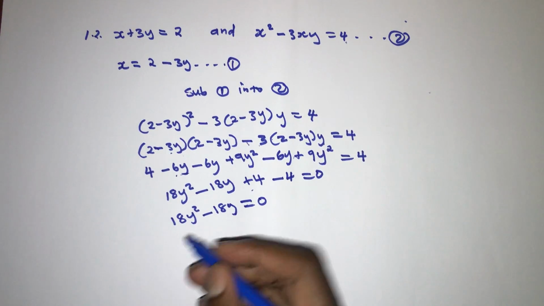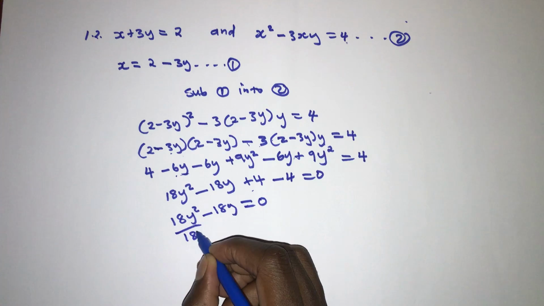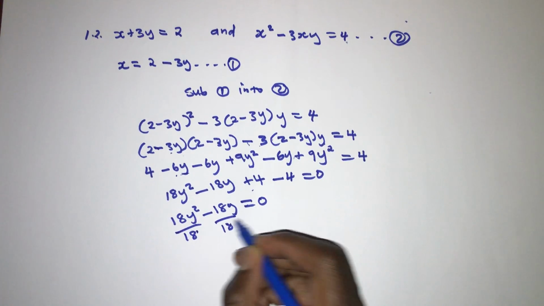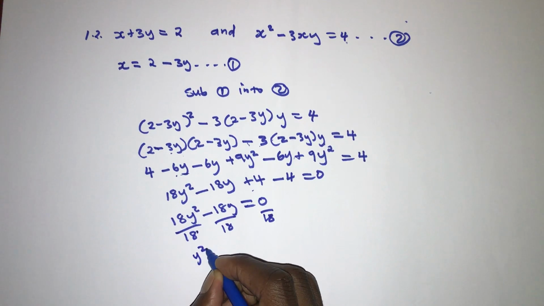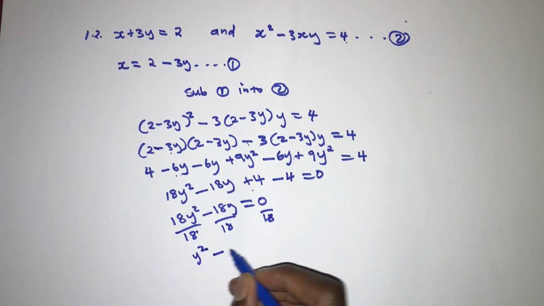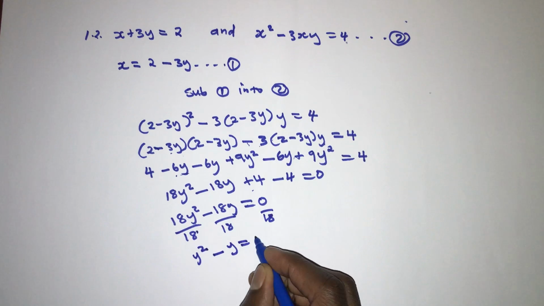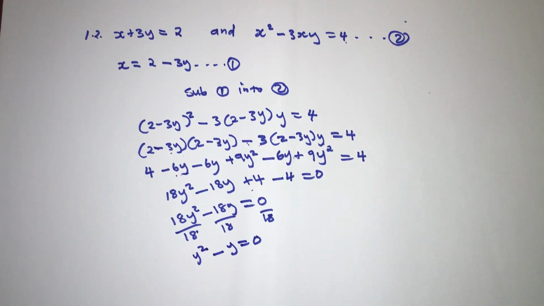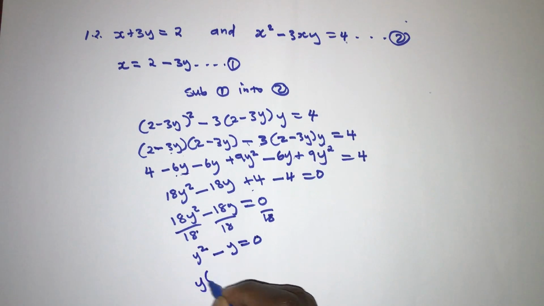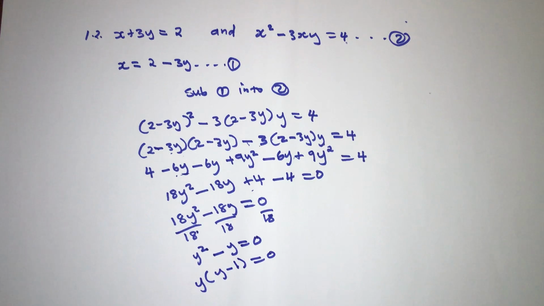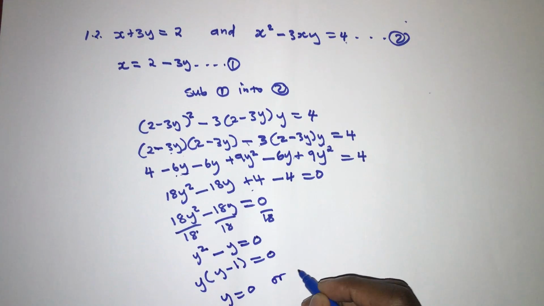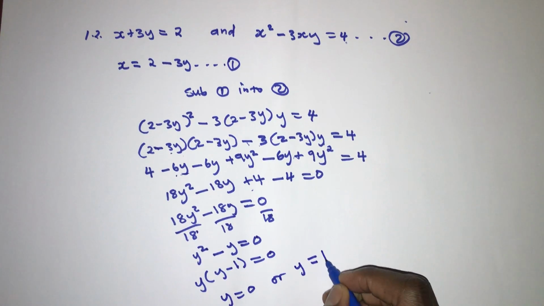So from here, let me say we divide the whole equation by 18. So here we're going to have y squared minus y is equals to 0. So we take y as the common factor. So y times y minus 1, and then it's equals to 0. So y is equals to 0, or y is equals to 1.